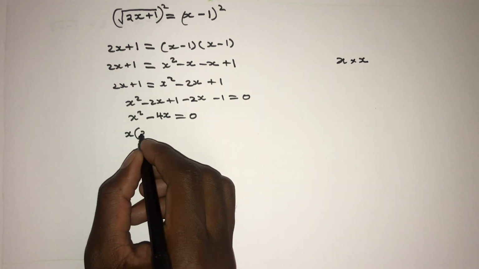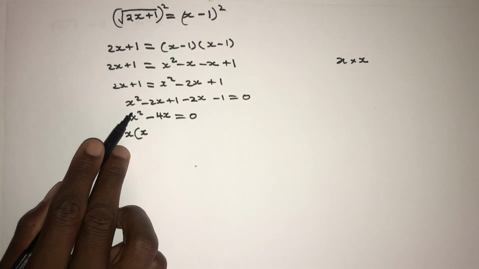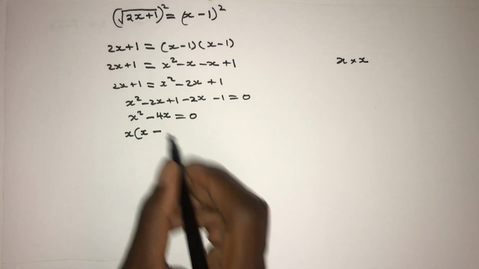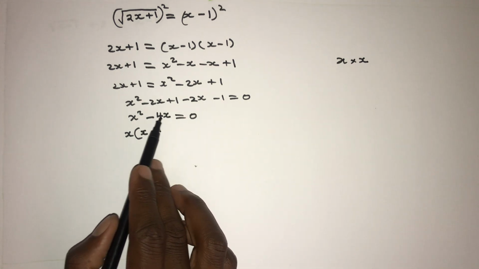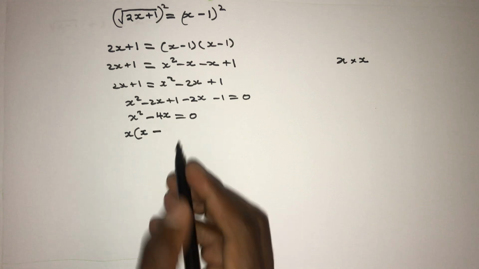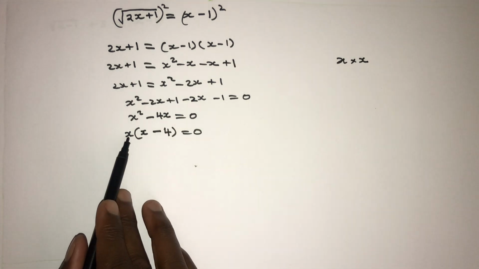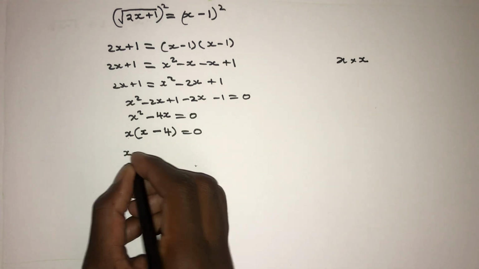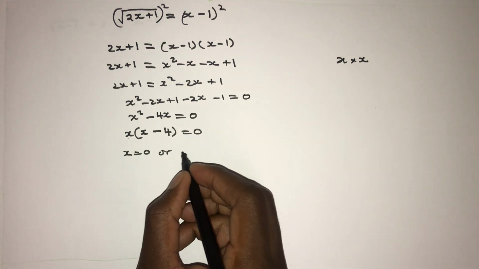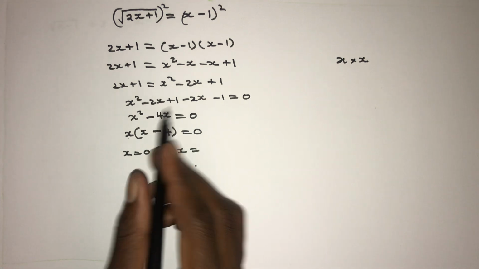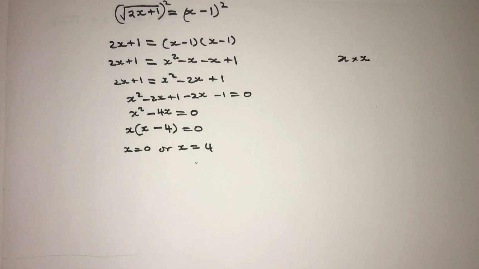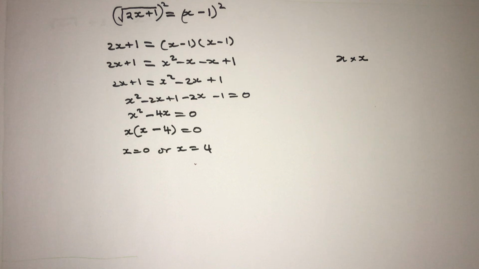Sorry. So this is x. x times x is going to give you x squared. Then minus, this one is 4x. When you factor x out, we'll be left with 4. Then it's equal to 0. So we take this one, equate to 0: x is equal to 0, or x is equal to 4, since the other side becomes negative 4, then positive 4. So here we have a job to do.